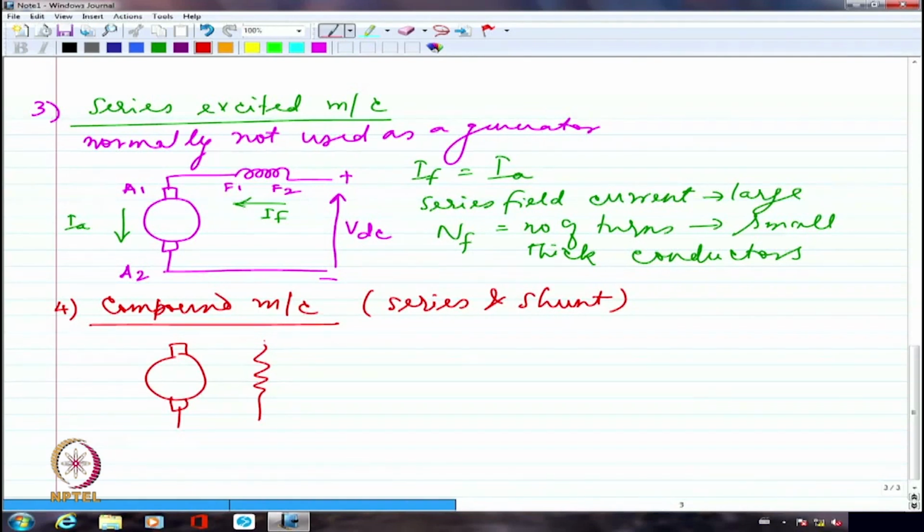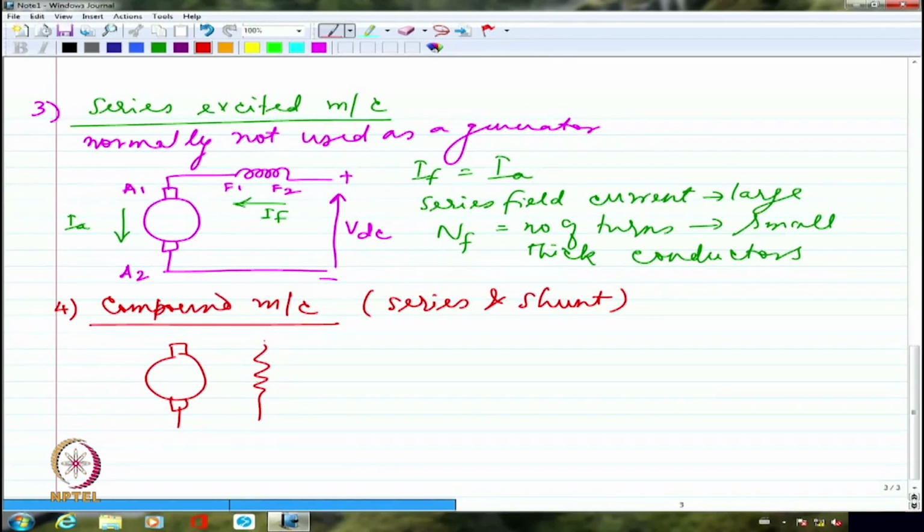That means I am loading the machine more. If I am connecting a larger resistance, I am going to demand only a smaller current. So larger resistance means loading less. Smaller resistance means loading more in the case of a generator. Please understand this. Right? It doesn't mean I increase the resistance, I increase the load. No. When I increase the resistance, I decrease the load. I decrease the power demanded.